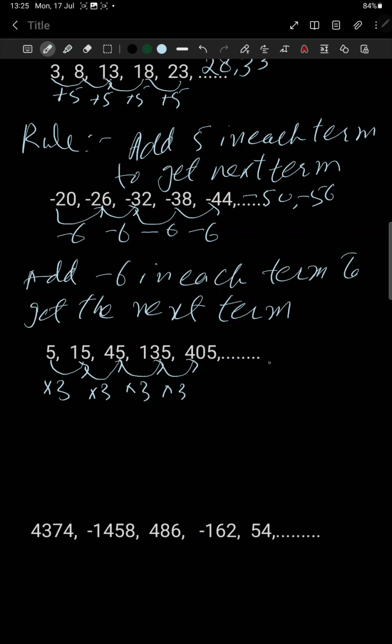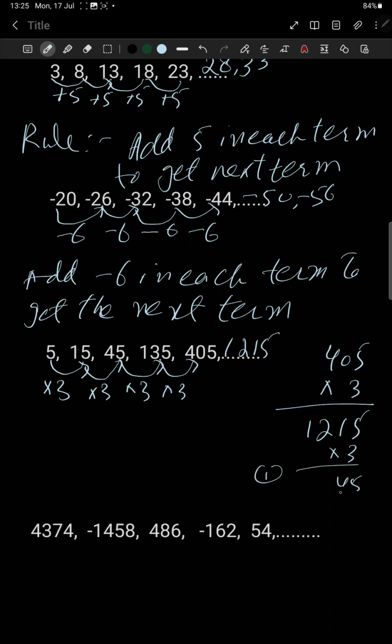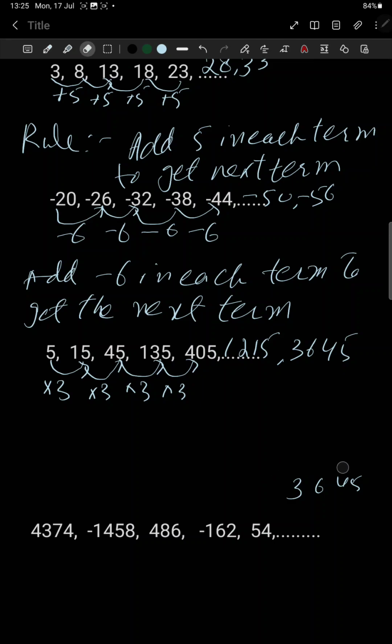When the order is increasing, it is either addition or multiplication. So now to get the next term, we will multiply this. It will be 1215, and to get the next term, 3645. So in this way we have written the next two terms.